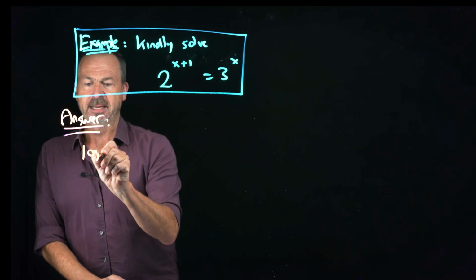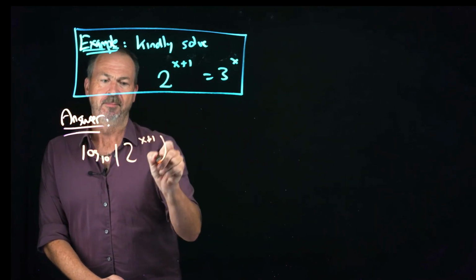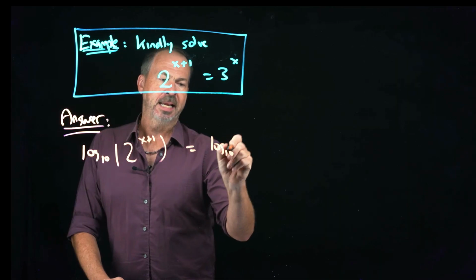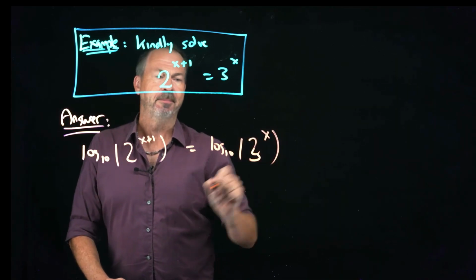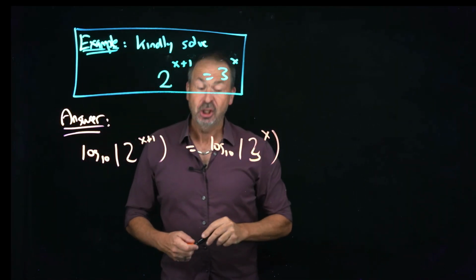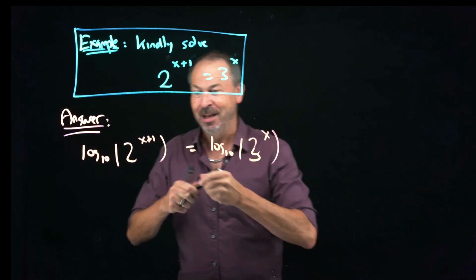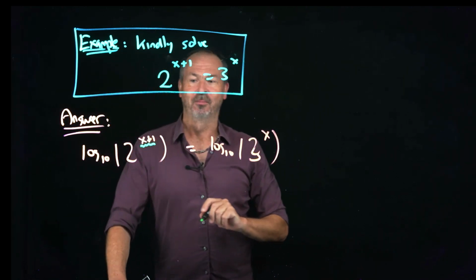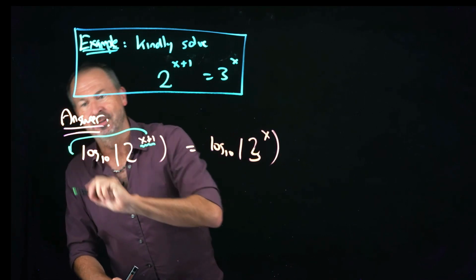So let's hit this with a log base 10. Log base 10 of 2 to the x plus 1 equals log base 10 of 3 to the x. All right, what do logs do? They shake down those exponents. But we're going to be careful here. All of x plus 1 is the exponent right there, so all of that shakes down to the front.